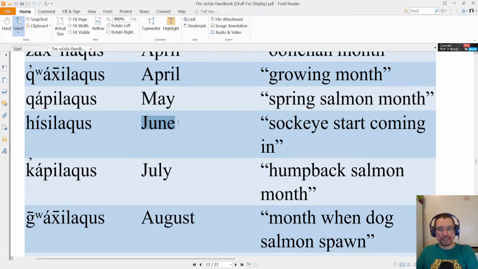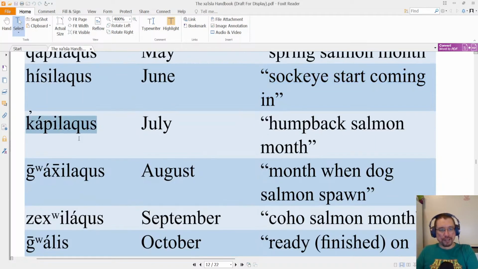Xa'isla. And this is June. And this is sockeye salmon season. So this is when the sockeye start to come in. Hasten is sockeye salmon. Xa'isla is sockeye salmon time.